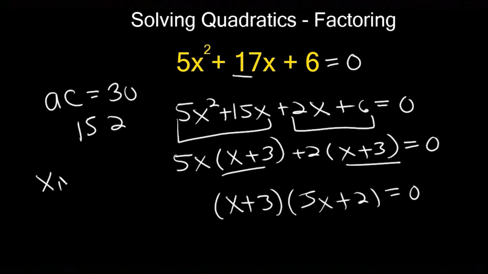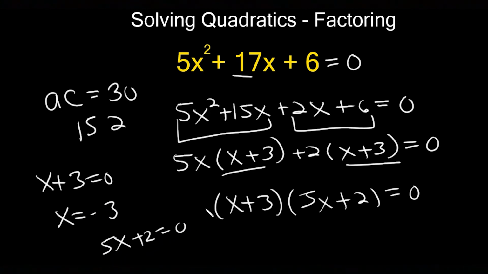So x plus 3 equal to 0. That will give me x is equal to negative 3. And then solving the other factor, I get 5x plus 2, all equal to 0. And we can do this all in one step.